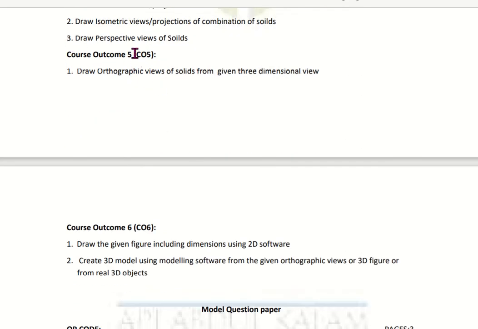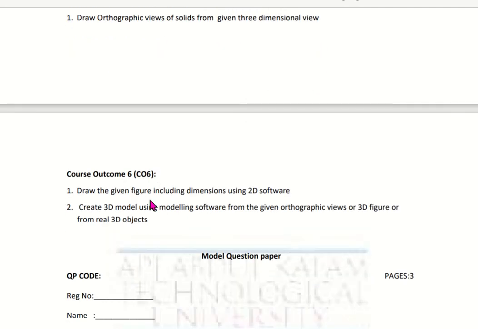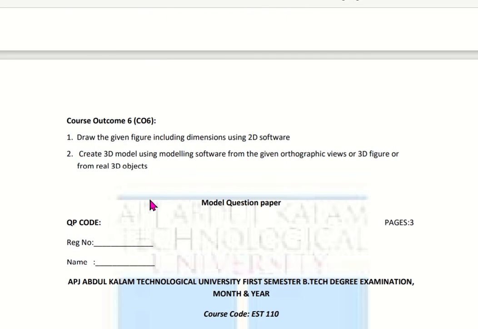Coming to module 5, course outcome 5 is draw orthographic views of solids from given 3-dimensional views. And coming to module 6, that is course outcome 6, draw the given figure including dimensions using 2D software, that is AutoCAD or any CAD software. Create a 3D model using modeling software from the given orthographic views of a 3D figure or from real 3D objects. These are the main topics that we have to learn. We are going to learn them within 6 months of time.